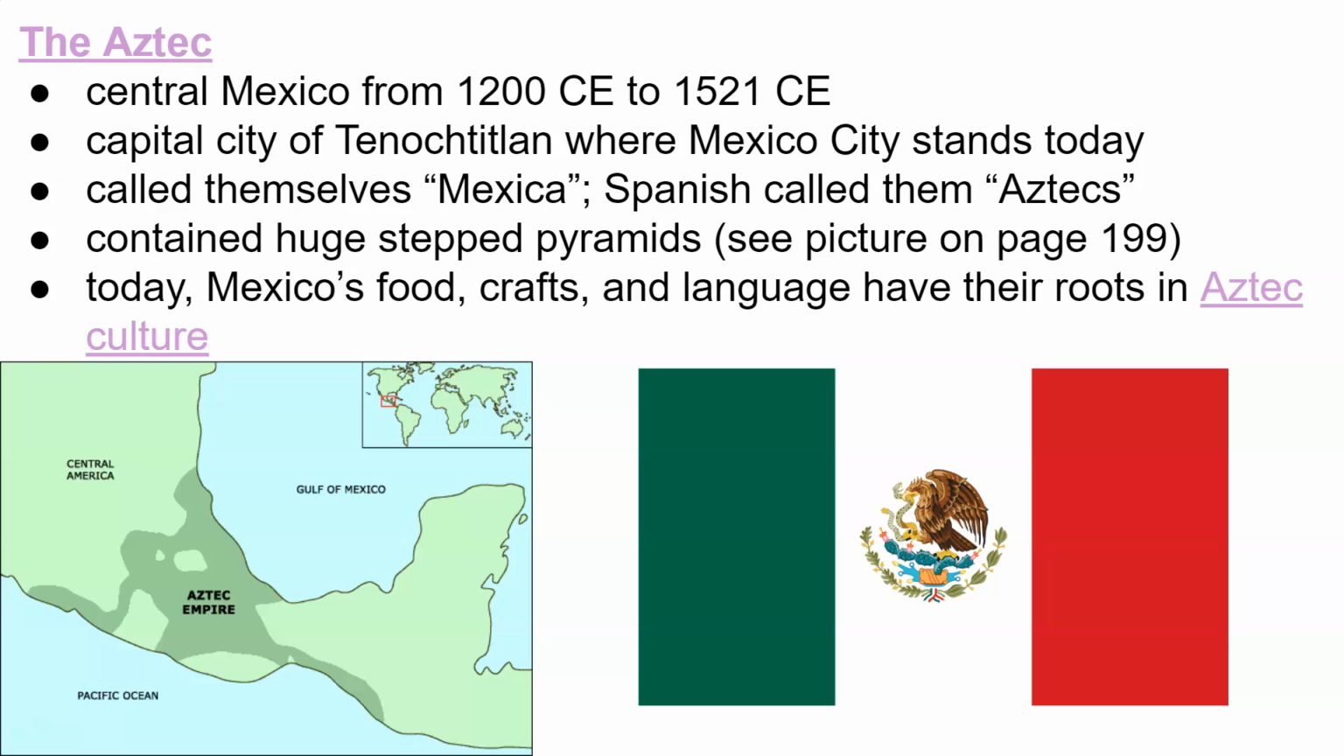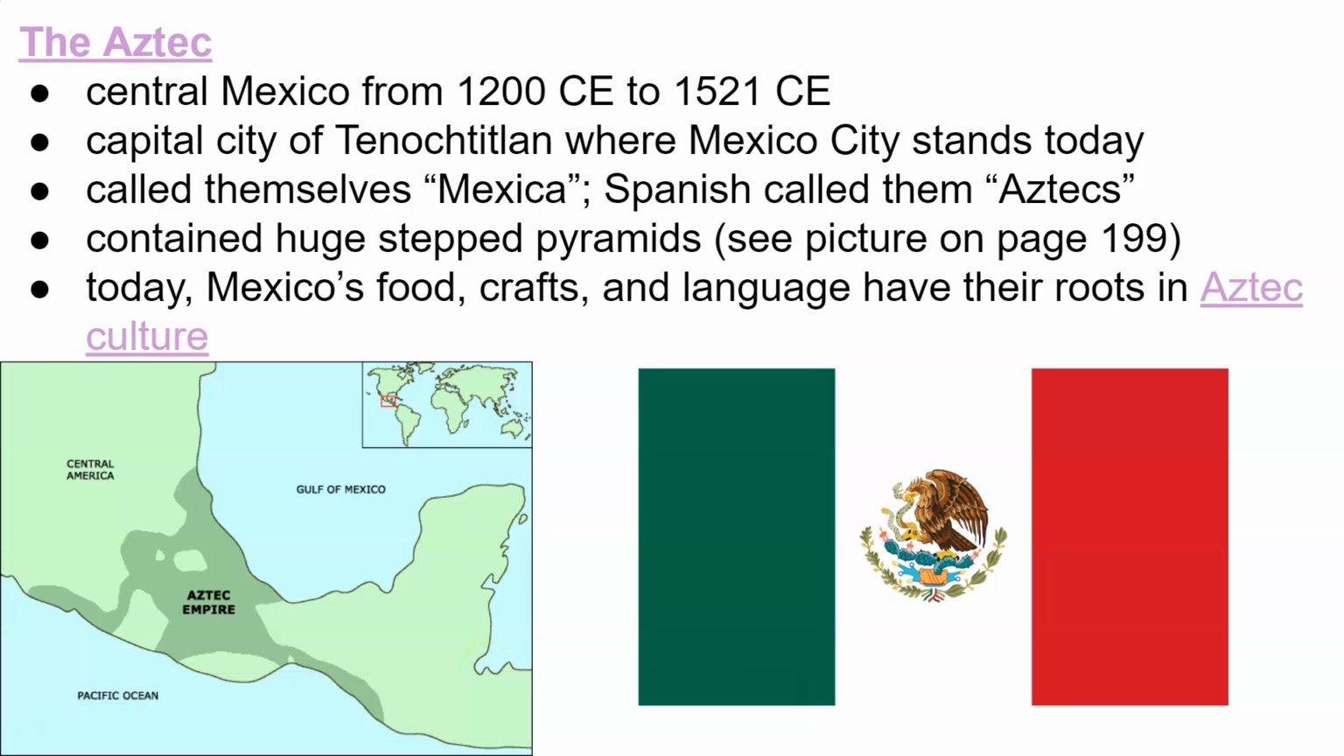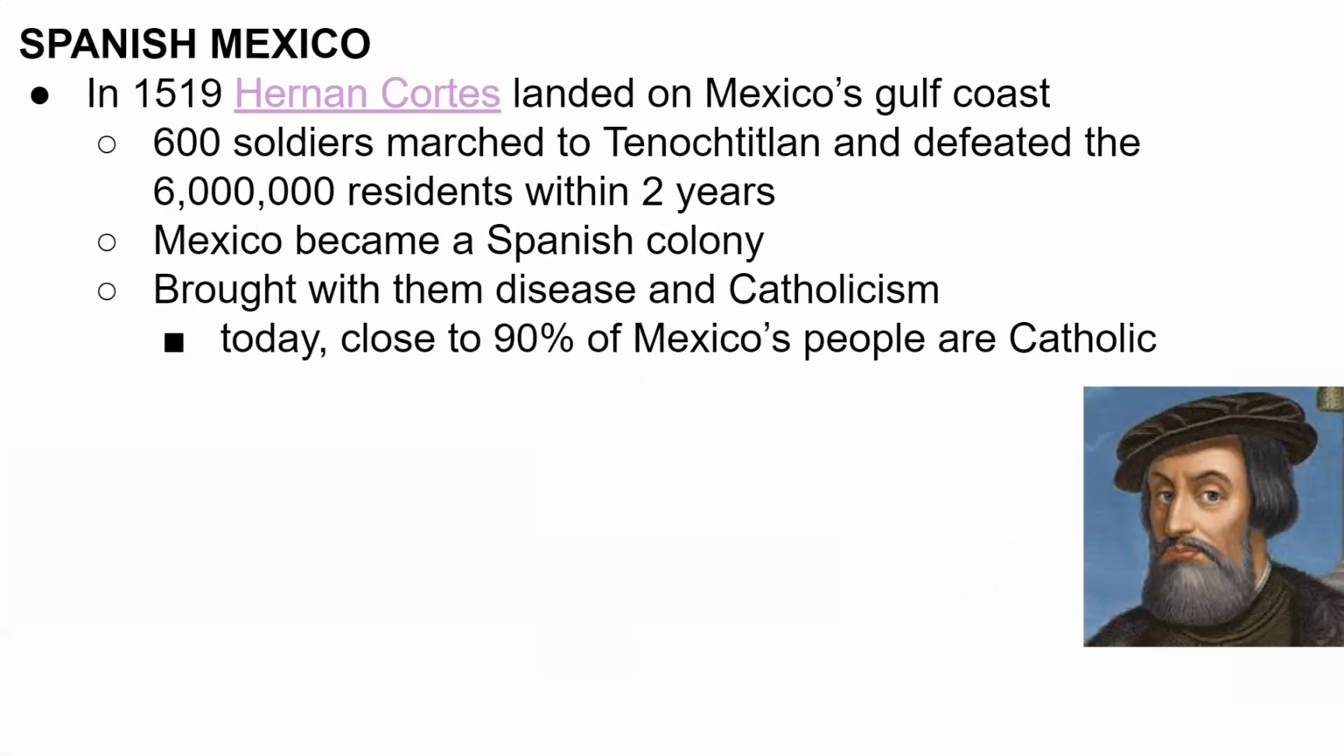And today, like we said at the beginning, Mexico's food, a lot of its crafts, and language have a lot of roots in Aztec culture, including the stadium where the Mexican national football team, aka soccer in the United States, plays. The stadium is called Aztec Stadium. So certainly a large part of that identity is still there, even today, from the Aztecs.